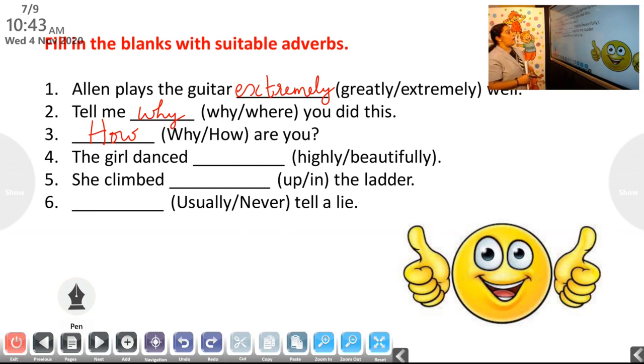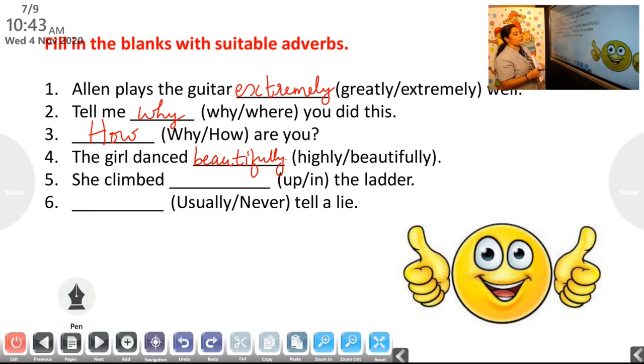The girl danced highly or beautifully. Which is the correct answer? The girl danced beautifully. So what question word can you ask here? How did the girl dance? Beautifully. So this becomes adverb of manner. I'm just explaining what kind of adverb it is so that you can identify it.